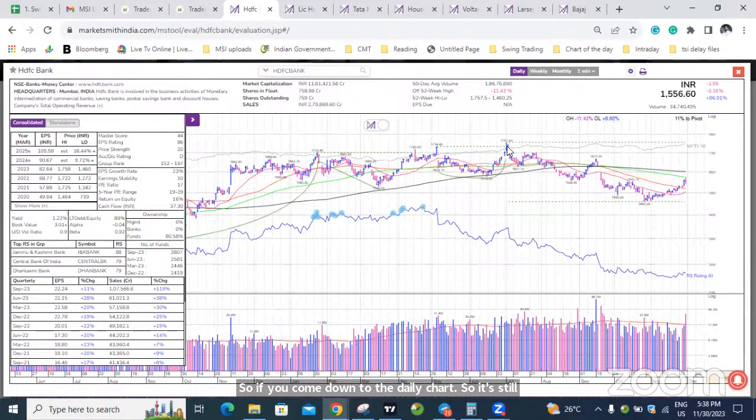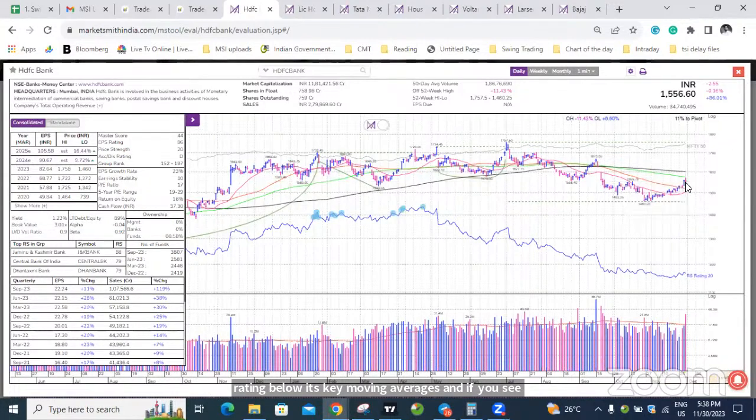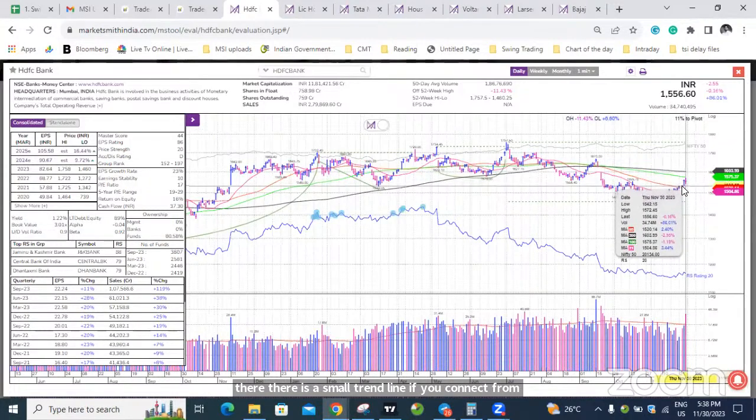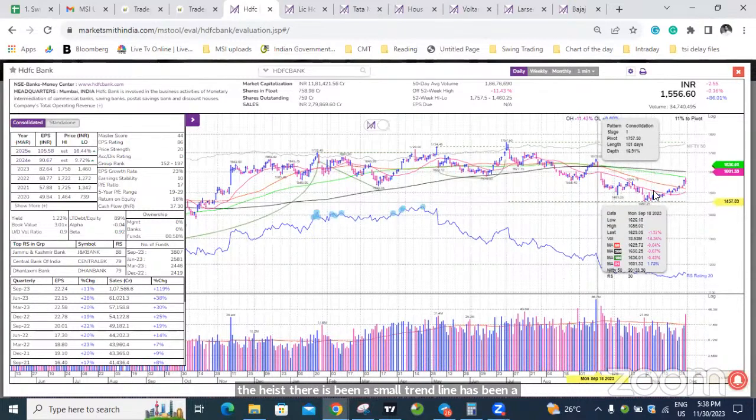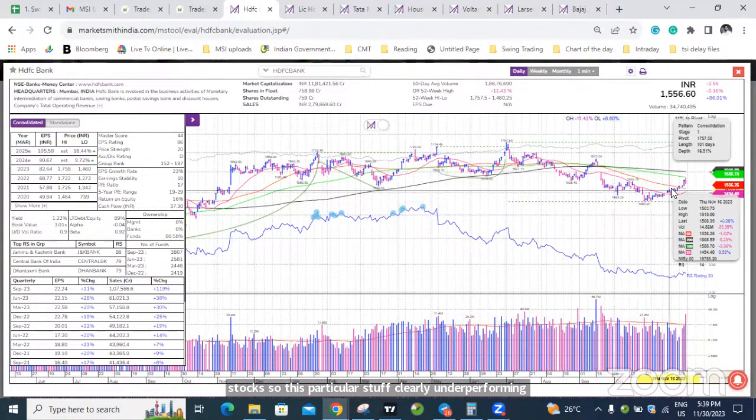And if you see, there is a small trend line. If you connect from the highs, a small trend line has broken out from this particular level, and from the lower level it has been high. However, if you observe the market with the other stocks, this particular stock is clearly underperforming, and one can avoid this stock right now.